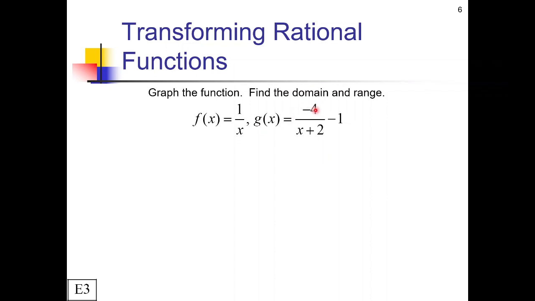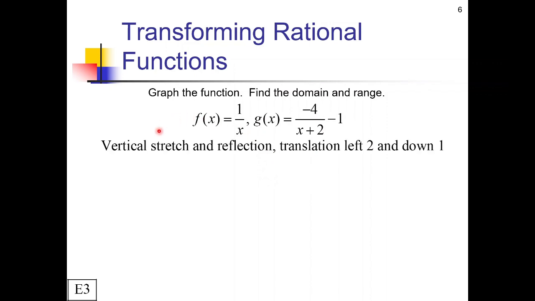All right, so kind of laying out the transformations that are happening. This -4 up in the numerator is doing two things. The negative up here is giving us a vertical reflection, and the -4 is giving us a vertical stretch. We also have translations going on. We have a shift of left 2 because of the +2 down here, and down 1 because of the -1 out there. So just to rehash all that, we have a vertical stretch and a reflection, and we have a translation left 2 and down 1.